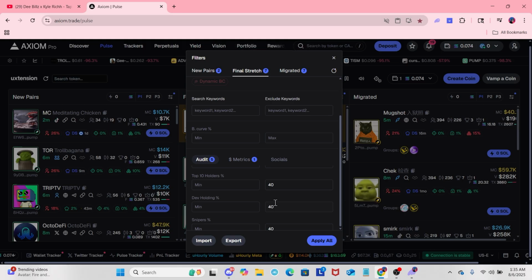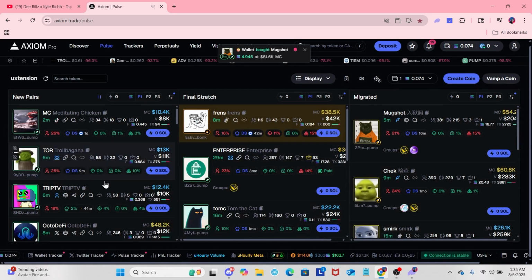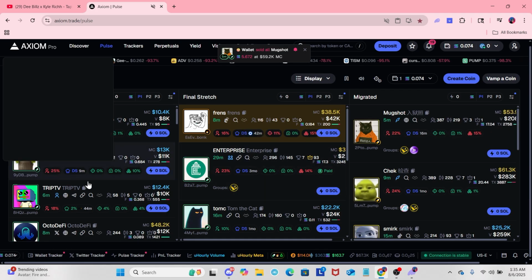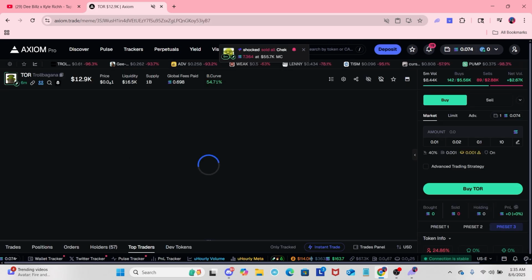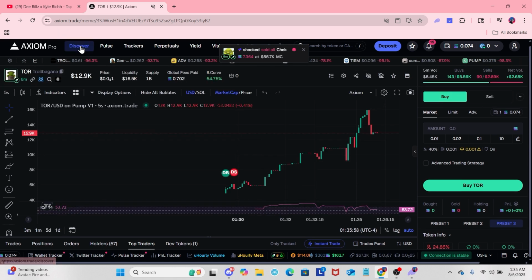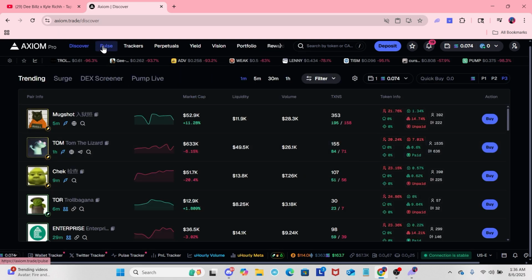Dev holding is basically, the best way to put it, the dev's holding a big part of the supply. A big part of the token. Let's see if I can find a coin that has a lot of dev holding right here. So we go to, let's see, a random coin. He was holding 0%. Like 0%, pretty good, you know what I mean?